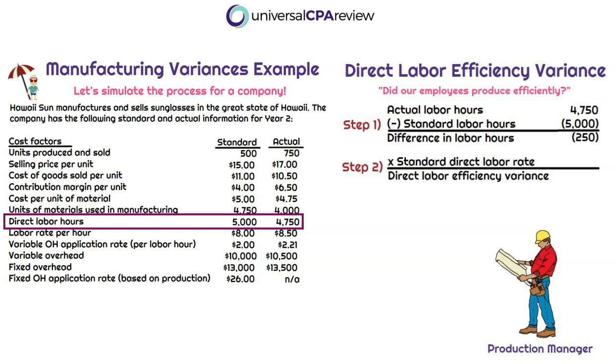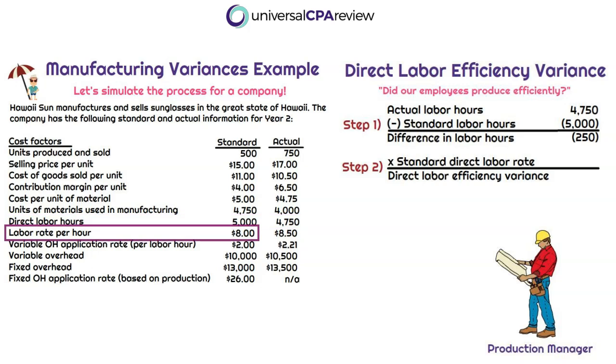So we had 4,750 actual hours. The standard or budgeted direct labor hours was 5,000. So that means they had a difference in labor hours of 250. So they had 250 less hours than they had budgeted. So that sounds pretty good, right? And then if we multiply that by the standard direct labor rate per hour of $8, well, that results in a direct labor efficiency variance of $2,000.